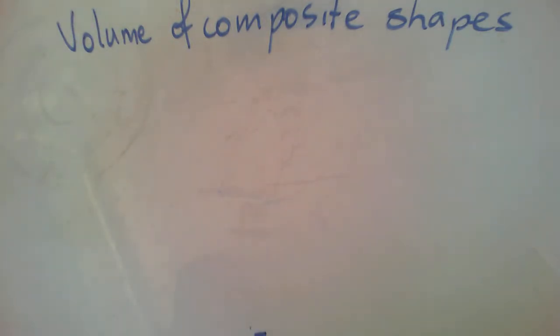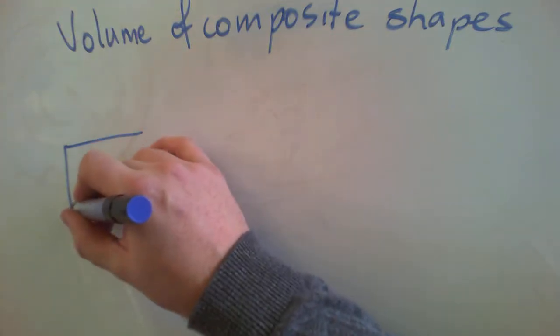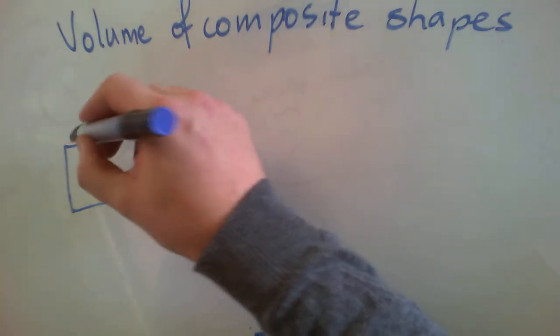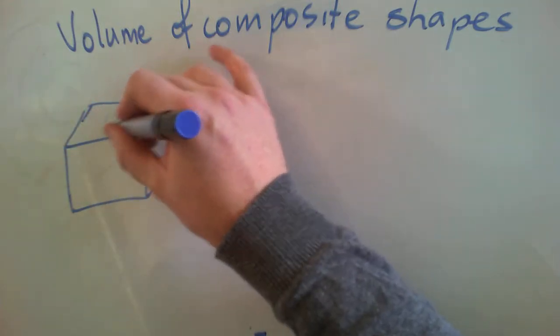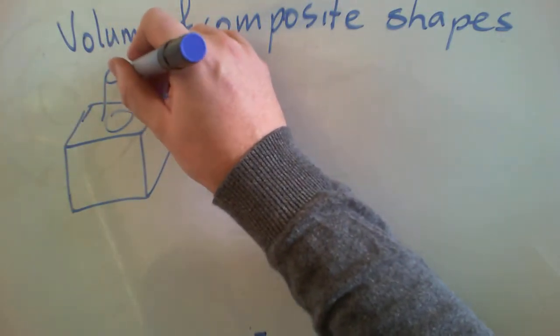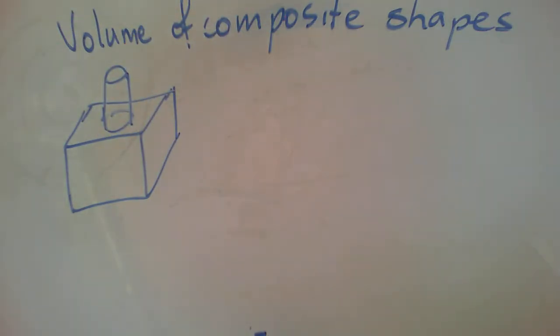So, for example, we could have something like a rectangular prism with a cylinder sticking out of the top. Could be something like that. So how do we work through something like this? Well, we just need to look at our individual components and then put it all together.